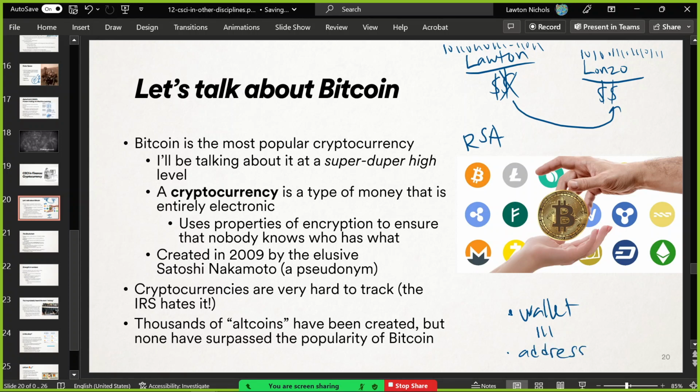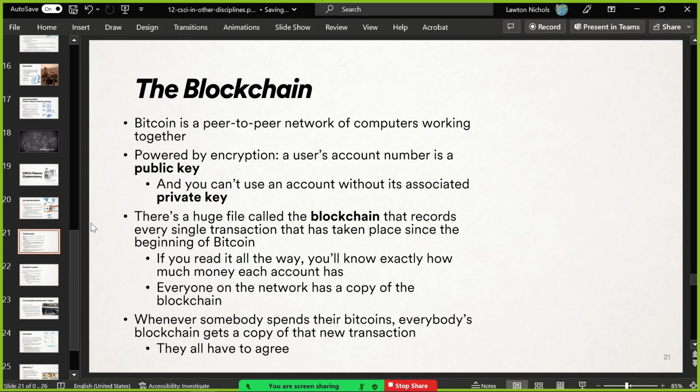So yeah, that's the first slide on Bitcoin. Any questions about any of that? Any rabbit holes we want to go down? All right. So yeah, let's keep on trucking there.